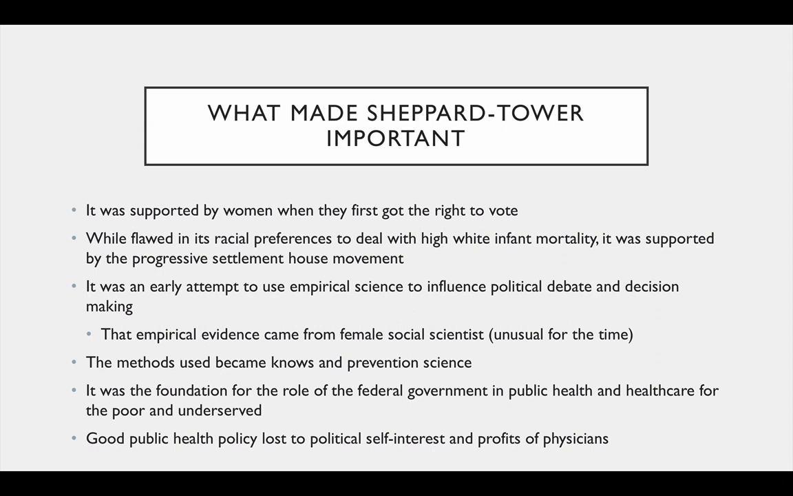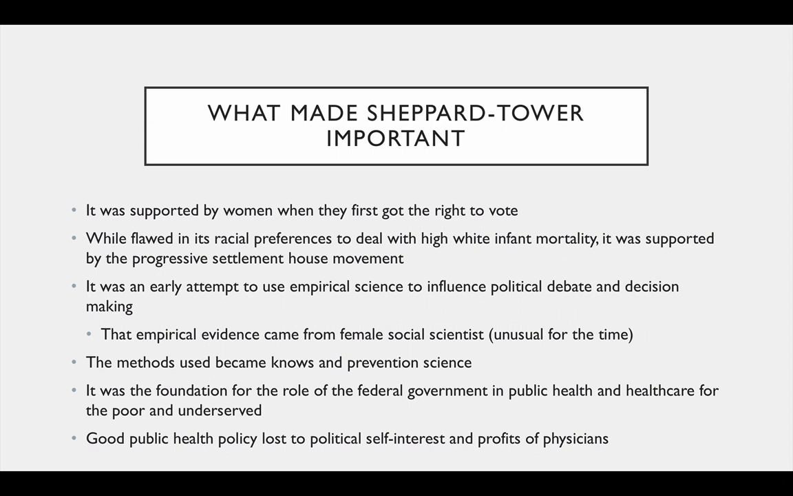It was one of the early attempts to use empirical science to influence the political debate and decision-making. The empirical evidence came from female social scientists. So it was a bill about helping women. It used for the first time in the policy debate empirical evidence, and the empirical evidence came from female scientists. This was a big deal in 1921. I mean, it really was very radical at that time.